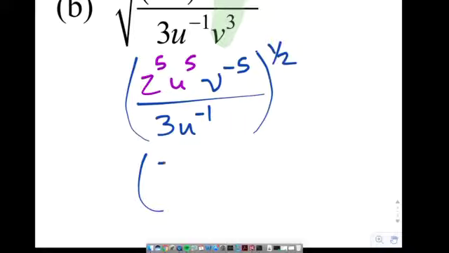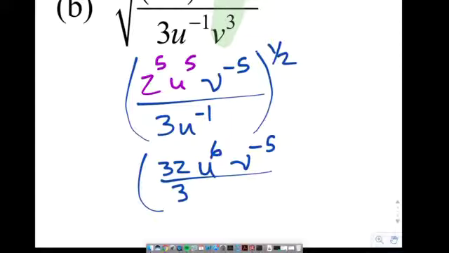So I'm going to call 2 to the 5th 32. And the 3 is in the bottom. Now 32 thirds, they don't simplify, right? So we'll just leave it as 32 thirds. I already got my v to the negative 5th. So what is 5 minus negative 1? 6. And it goes in the numerator.